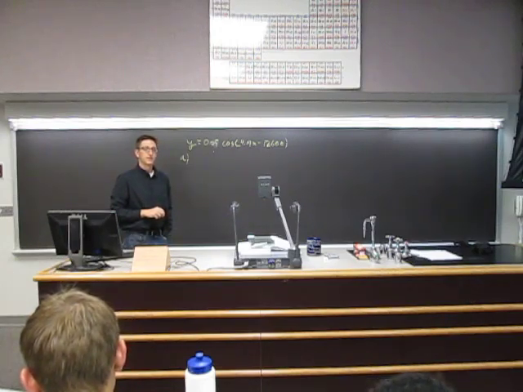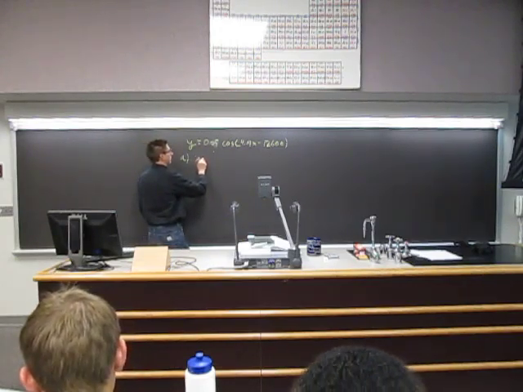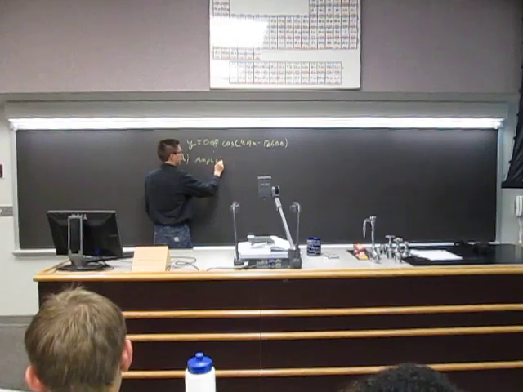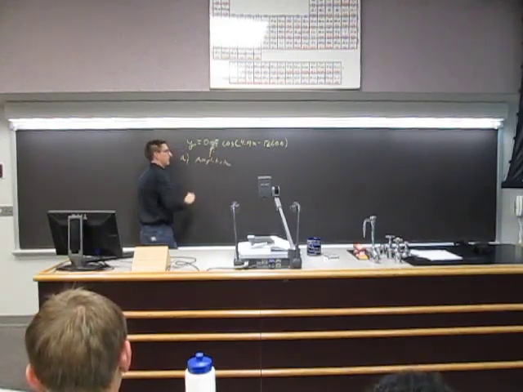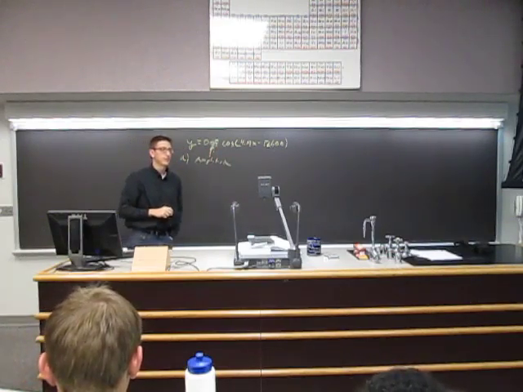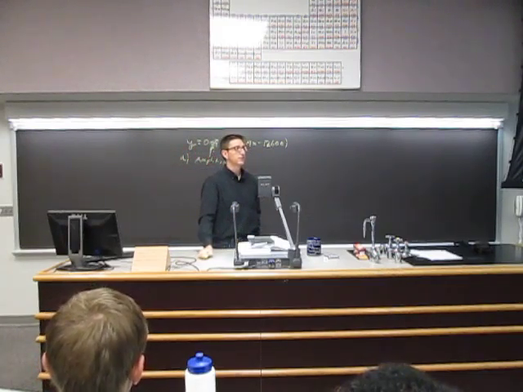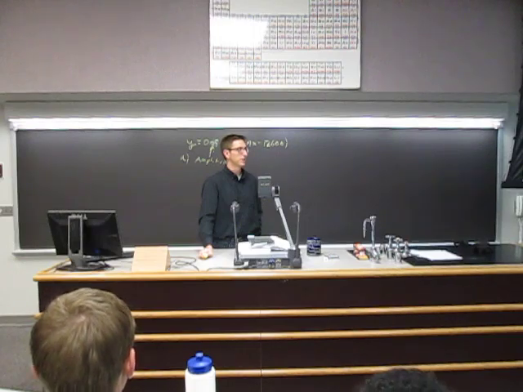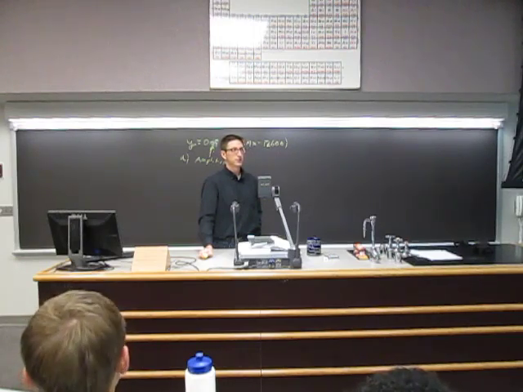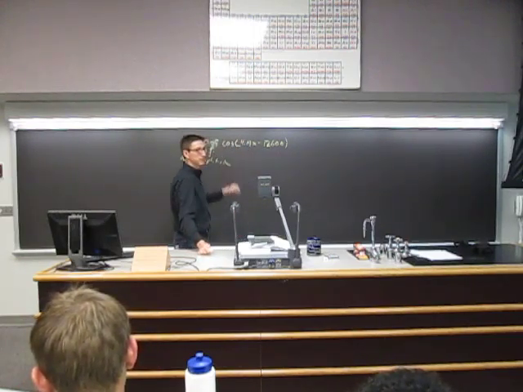0.05. I mean 0.05. Yeah, that's right. Amplitude is this thing here, that part, whatever's in front. That's the maximum height that the wave would get to, because cosine goes between negative 1 and 1.